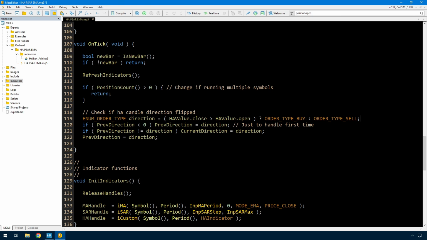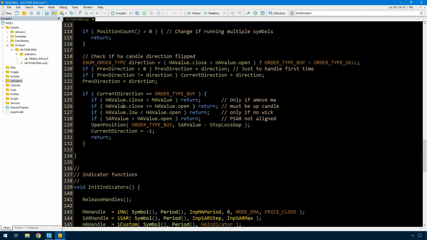That's the direction. Now if the previous direction is less than 0, that means I'm coming in for the first time. So I'm just saying previous direction is equal to the direction. That just initializes it. And then this is where I'll detect an actual flip. So if the previous direction is not equal to the current direction, then I must have had a flip. So I can simply set current direction equal to the direction. And then in all cases, I'll just assign previous direction equals direction. And then I can get down to some actual trading.